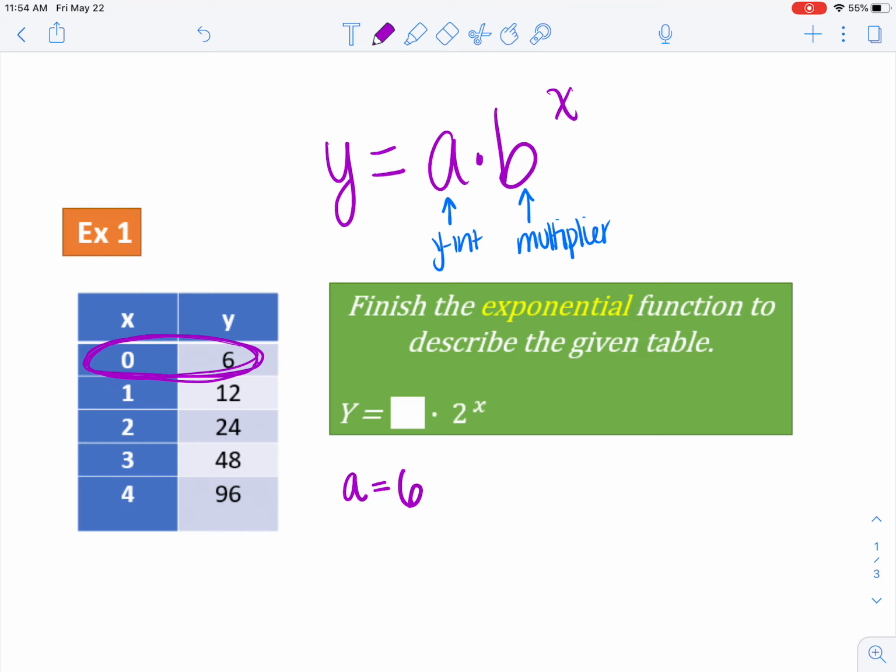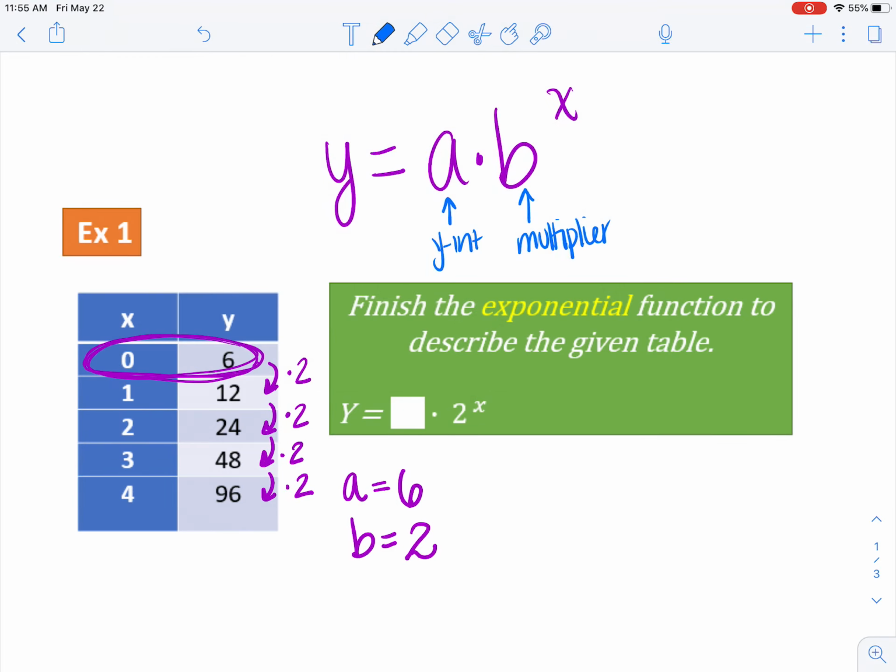The next thing I want to do is look for my multiplier. My multiplier is b. So what am I multiplying by between each one of these terms? What did I multiply 6 by to get 12? Well, I multiplied by 2. And 12 times 2 is 24, and 24 times 2 is 48, and so on. So my multiplier, or my b value, is 2.